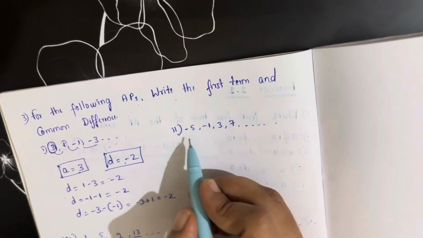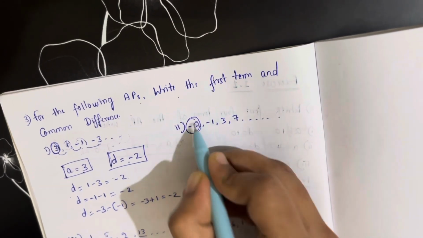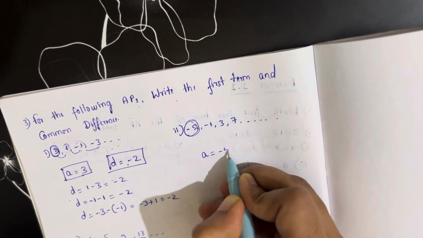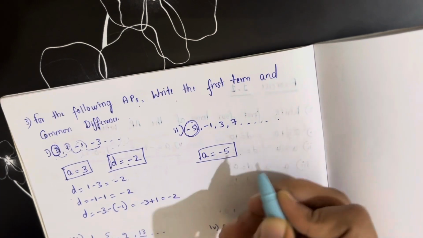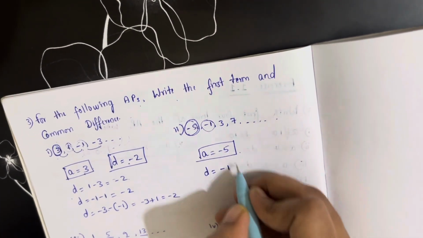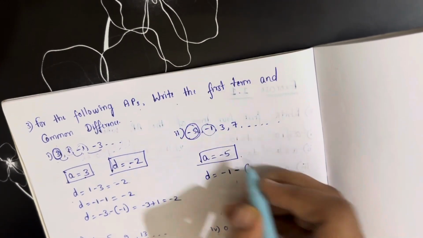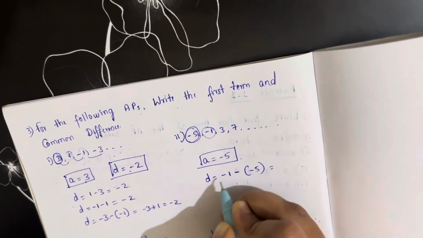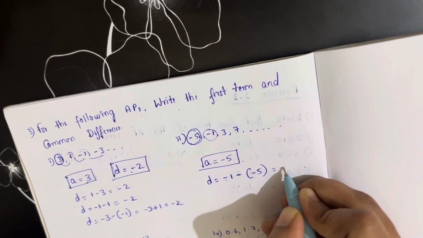Then the second question. Here what is the first term? It is A equal to minus 5. To find the difference, what will we do? We will take the second number minus the first number. First number is minus 5. So minus 1 plus 5. How much will it be?